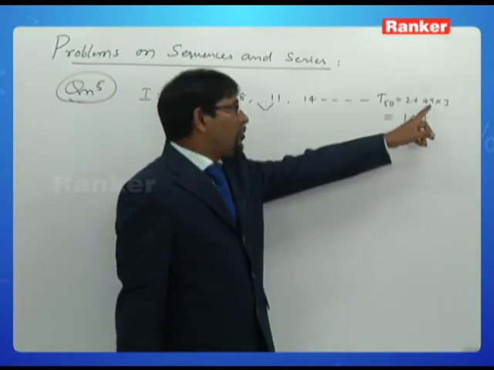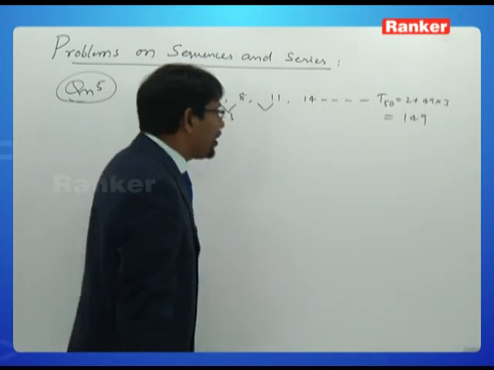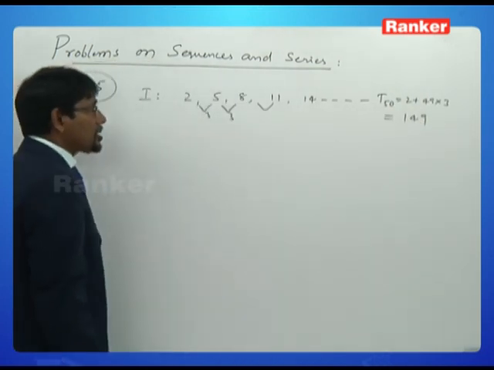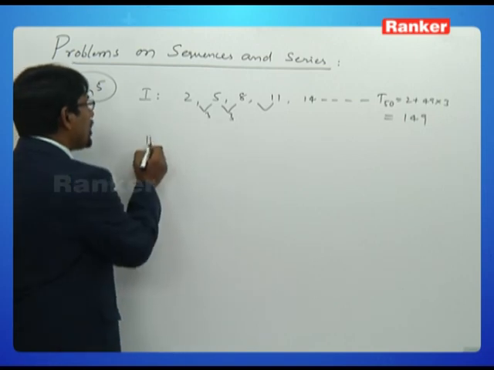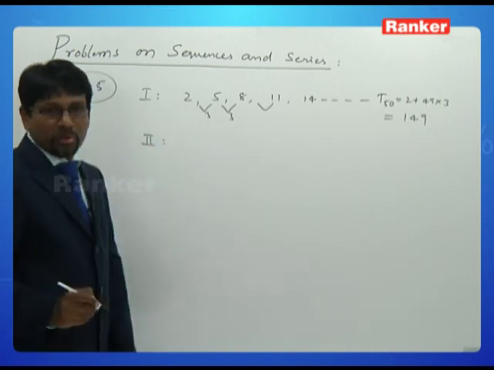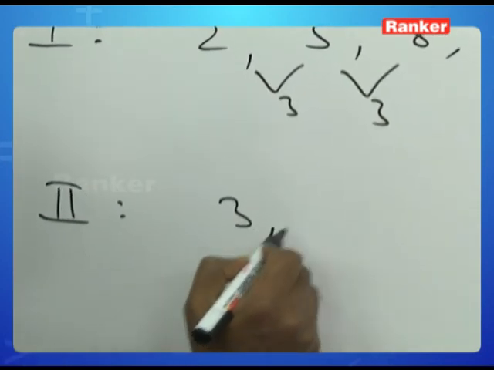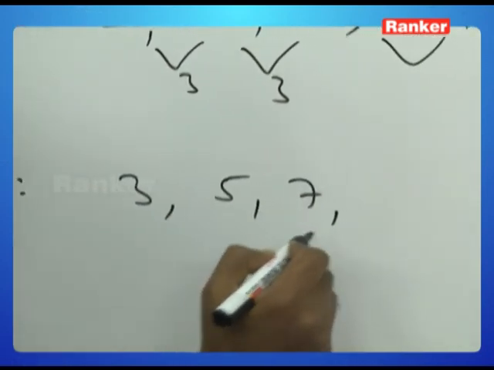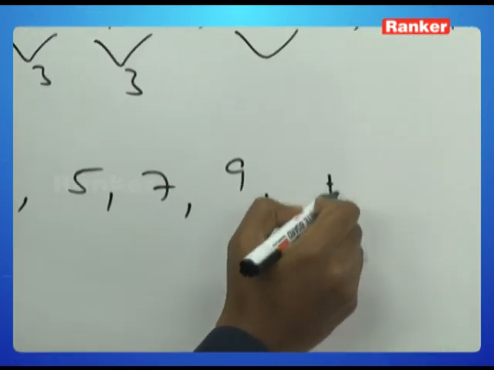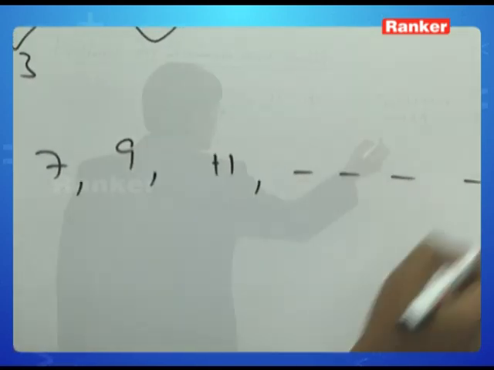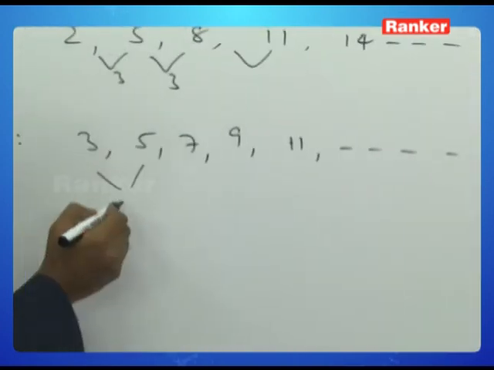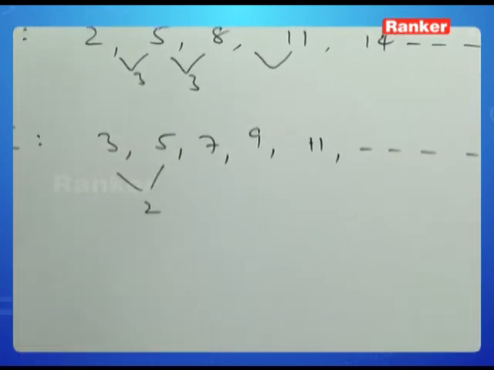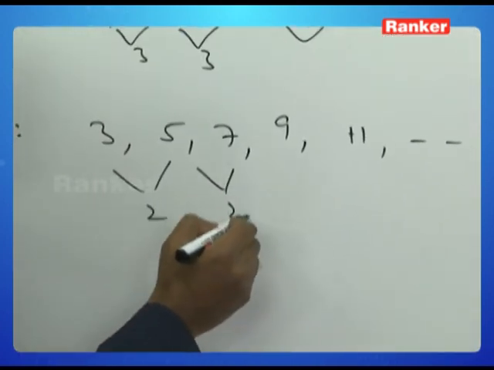120 plus 27 is 147, plus 2 is 149. That is the last term, the 50th term here. Now let us look at the second series, the second progression. We have 3, 5, 7, 9, 11, and so on. Now what is the common difference? This is also in AP, the common difference being 2 here.